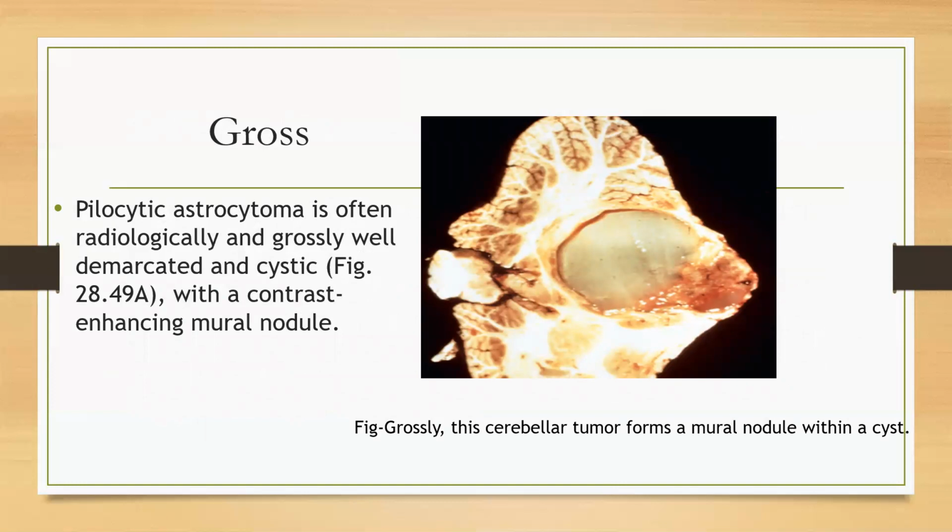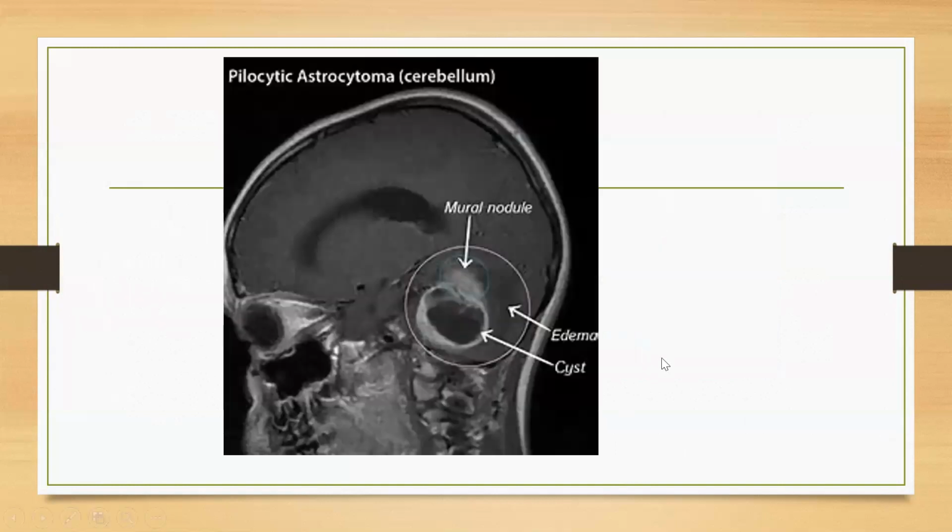Grossly, pilocytic astrocytoma is often radiologically and grossly well demarcated and cystic, with a contrast enhancing mural nodule. What is the gross appearance? It is well demarcated and cystic, with a contrast enhancing mural nodule. You can see here, grossly this cerebellar tumor forms a mural nodule within the cyst. Let's see the radiological picture now. You can see here, a cyst with a mural nodule.